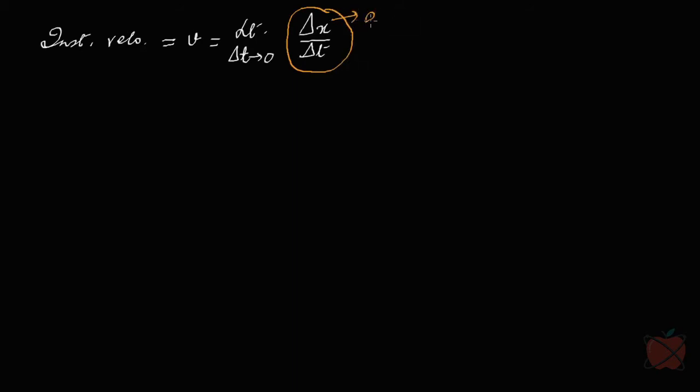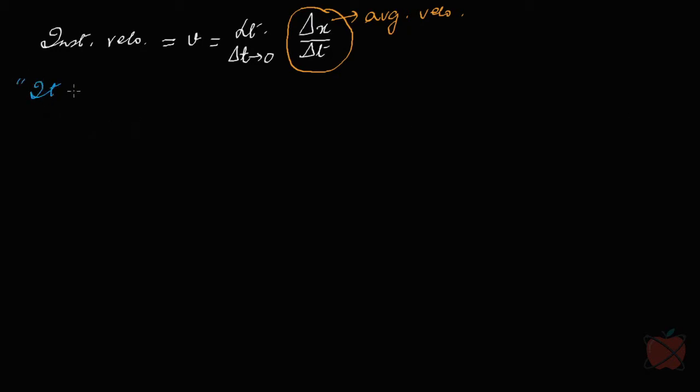So let's say we have something like this. Instantaneous velocity v is nothing but limit delta t tending to 0. Sometimes I write lim, or sometimes I write only lt, of delta x by delta t. So here, this part is nothing but the average velocity. We can redefine the definition.